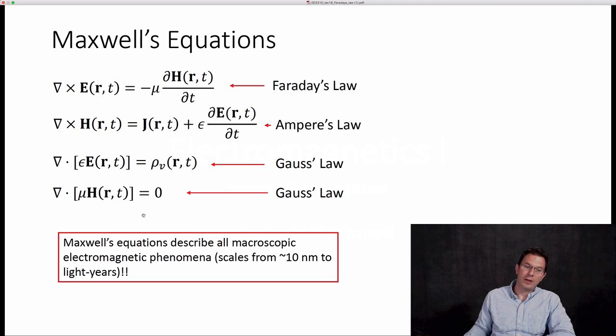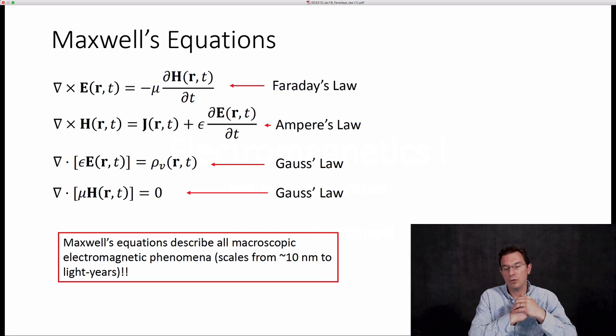I again feel obligated to point out just how general and how powerful these four equations are. They describe all macroscopic electromagnetic phenomena on scales all the way down to around tens of nanometers up to galactic scales, where we're measuring distances in terms of light years. So they are extremely general and extremely powerful equations.